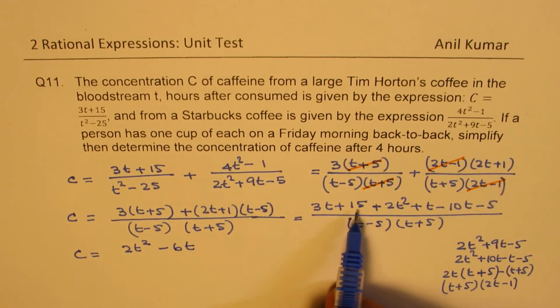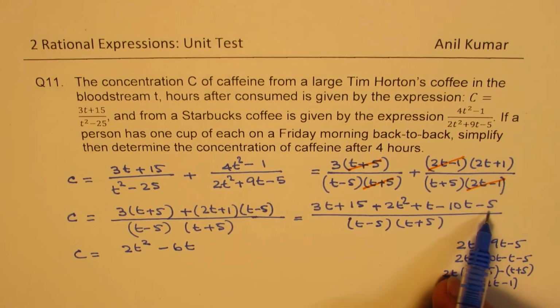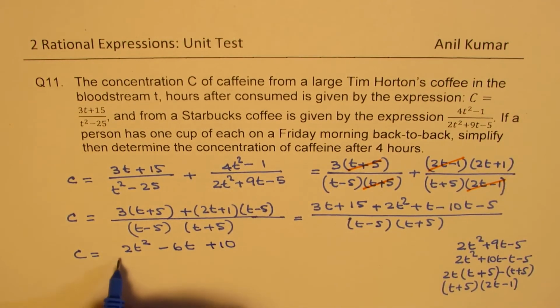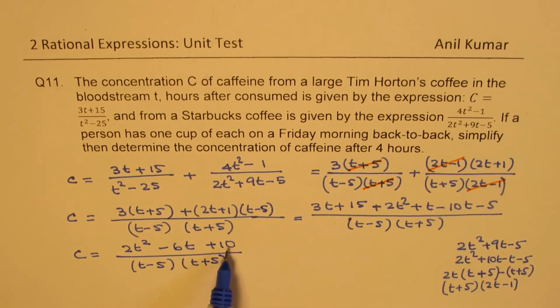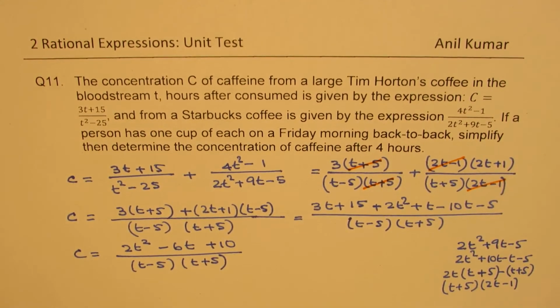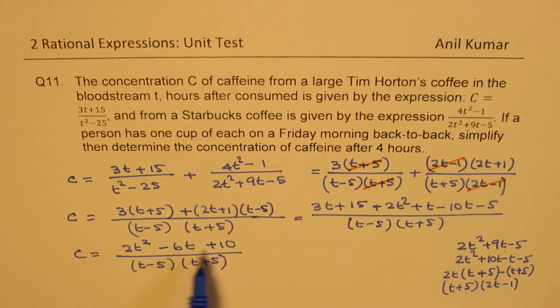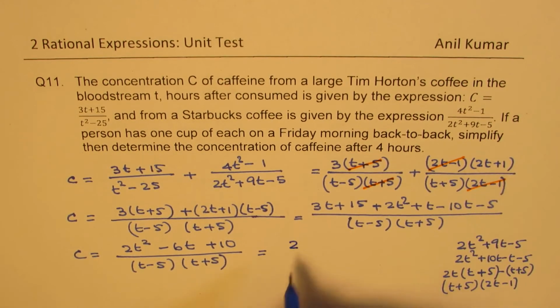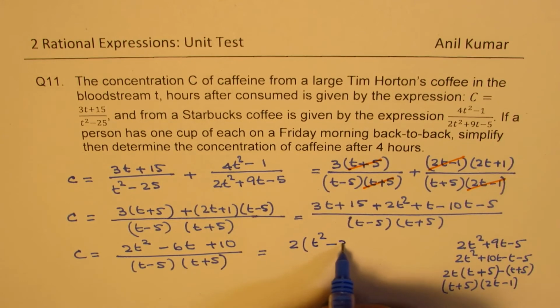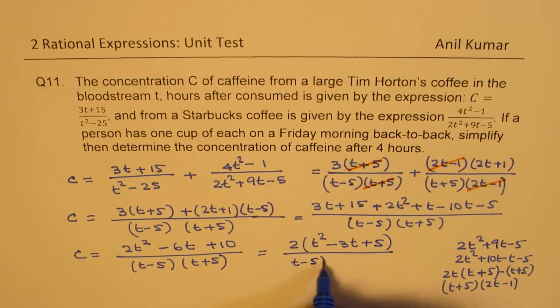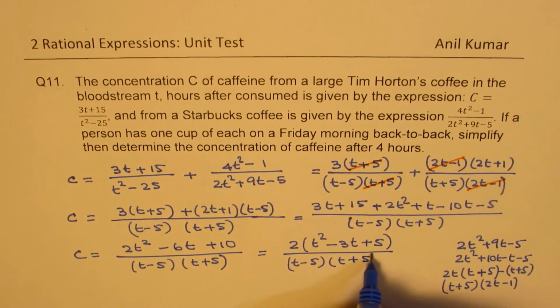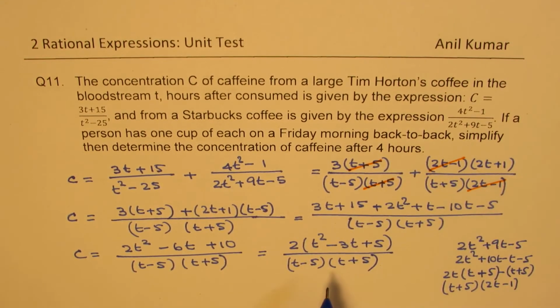The constants are 15 and minus 5, which is 10, over t minus 5 times t plus 5. Well, that is 10 times 2. We can take 2 common, and then we get 3 and 5. So that cannot be factored. But anyway, you could write this as 2 times t square minus 3t plus 5 over t minus 5 times t plus 5. Correct? That is a simplified expression.